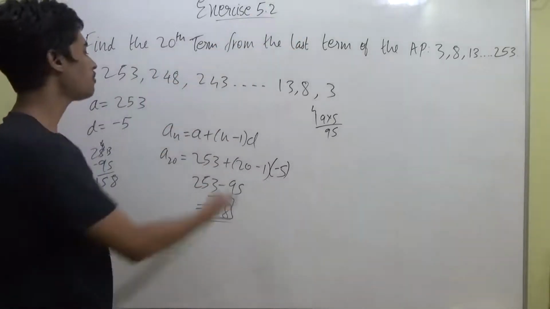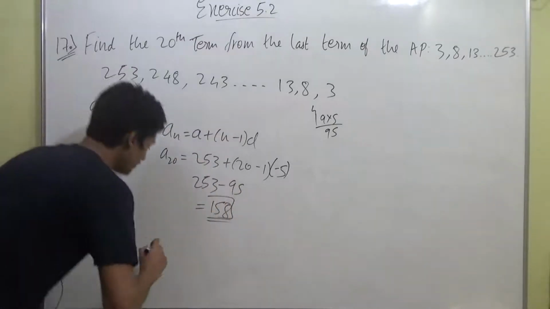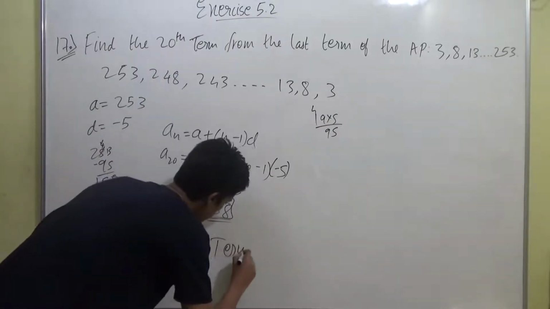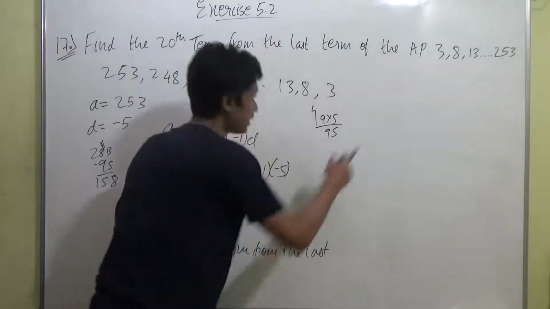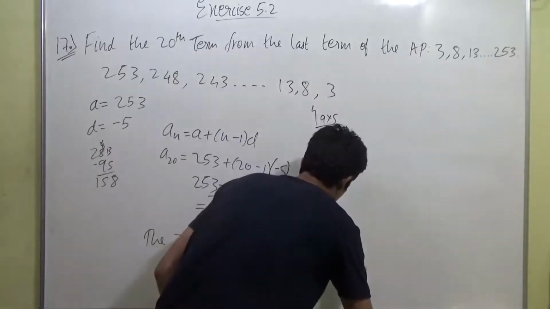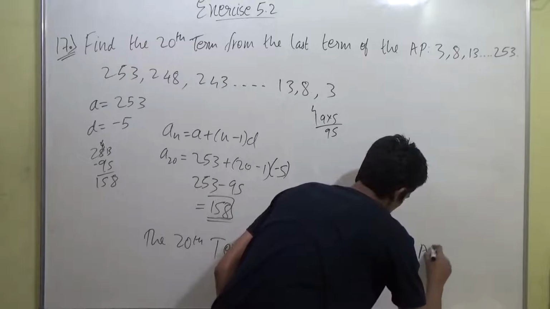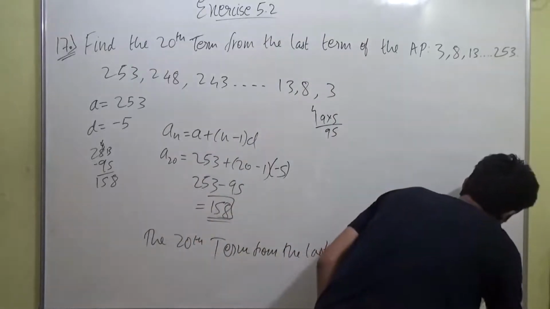As simple as that. After doing this reverse process and finding the solution, you can conclude that the 20th term from the last for the given AP is 158.